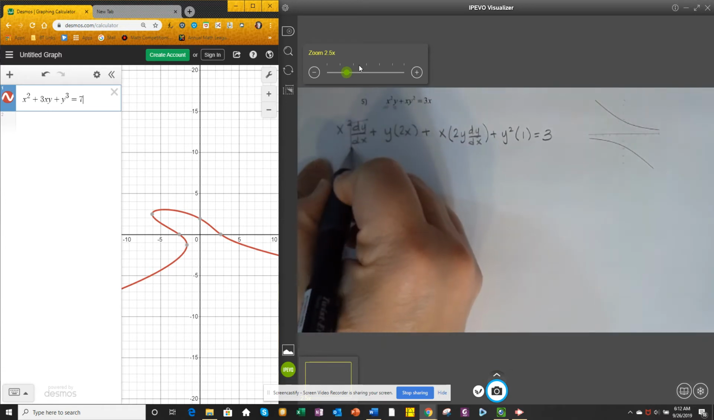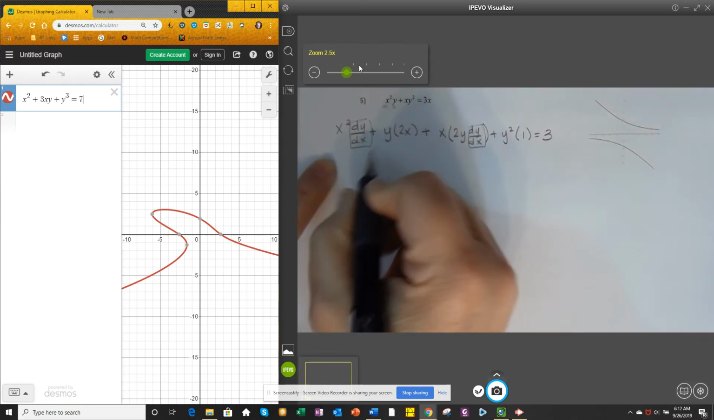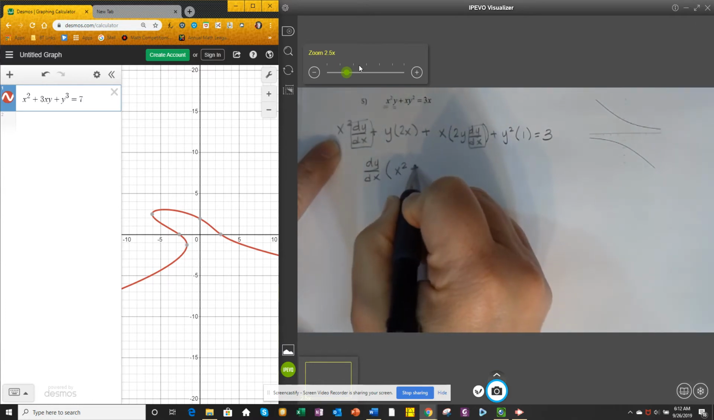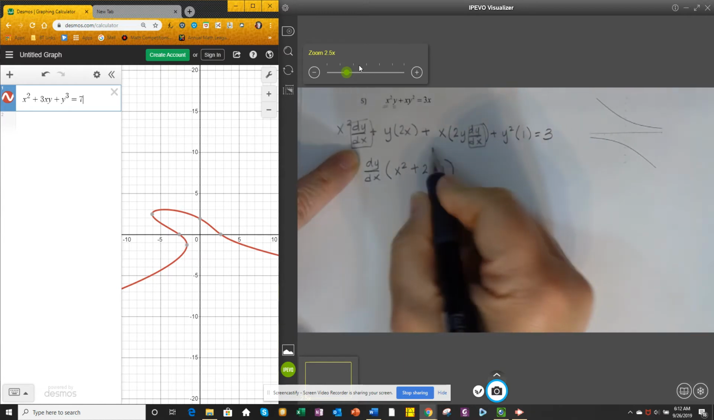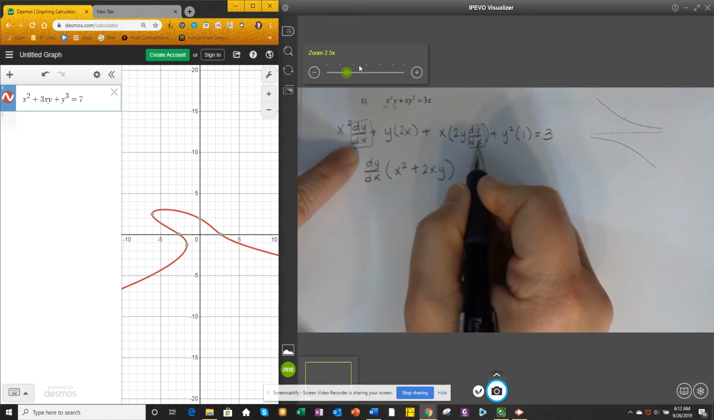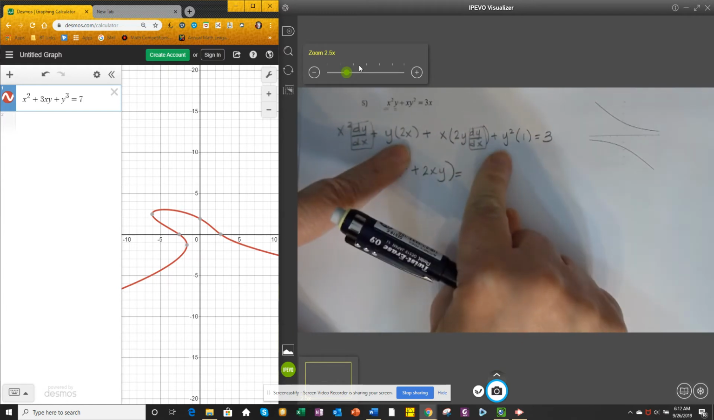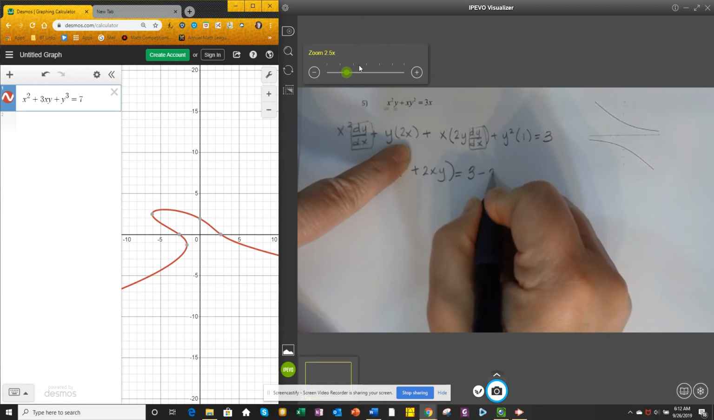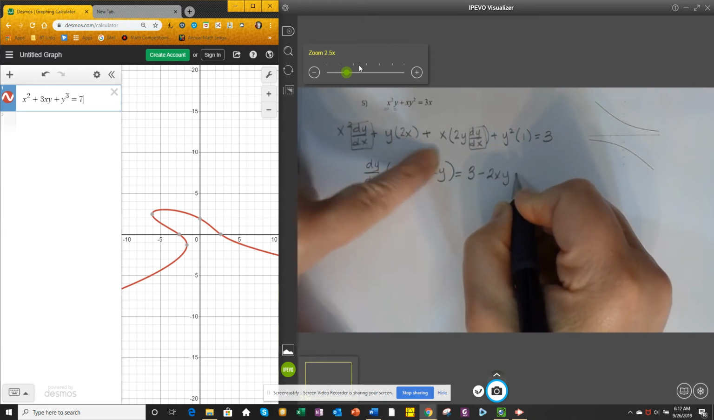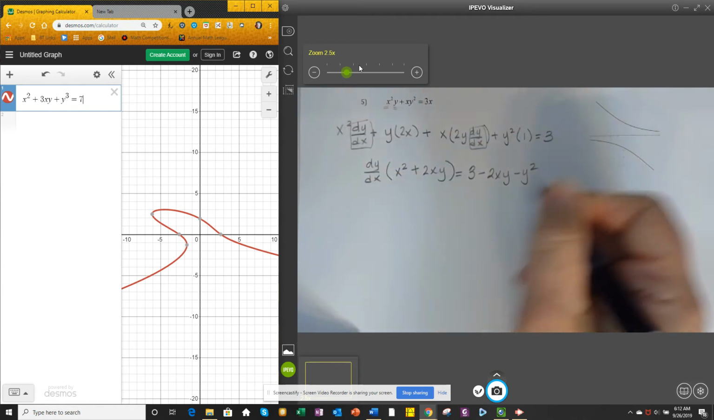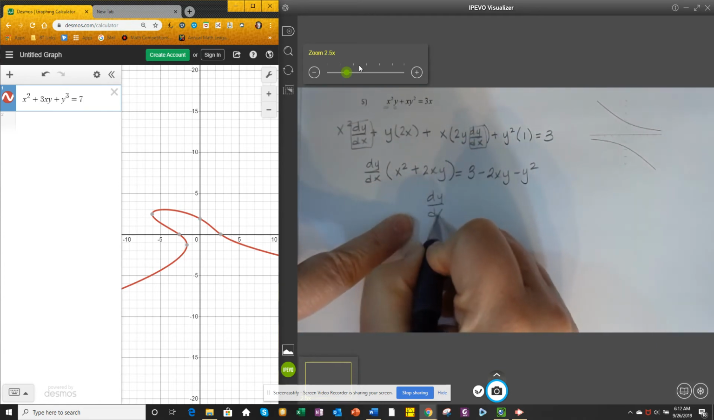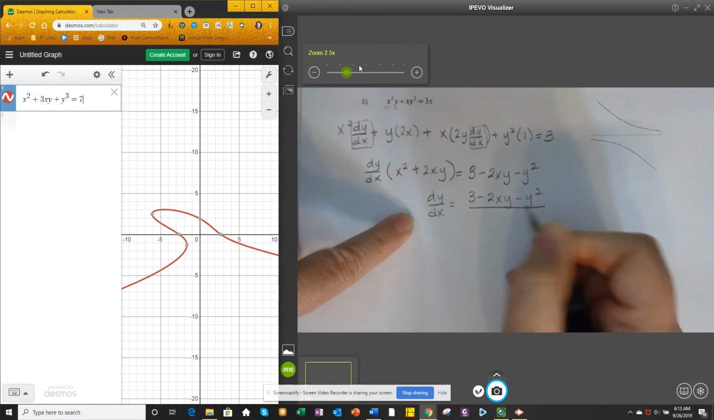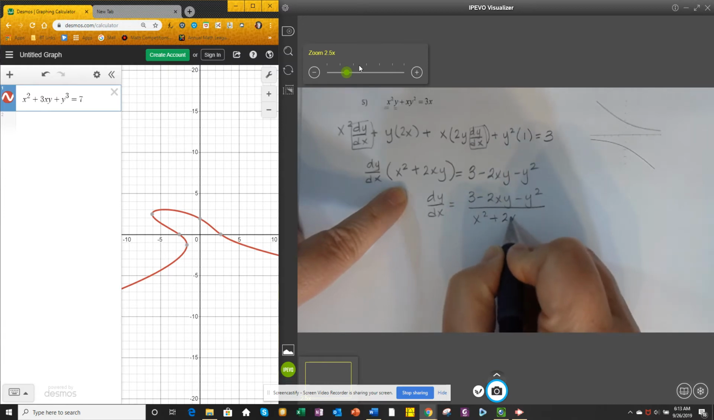All right, and so I'm going to solve for dy/dx by collecting those terms. So I'm going to factor out a dy/dx in one step here, and we get x squared plus 2xy, because those are the two terms multiplied by dy/dx. And then I'm going to move these two terms over to the right side of the equation because they don't have a dy/dx in them. So this will be 3 minus 2xy minus y squared. And then solving for dy/dx, I just divide by the x squared plus 2xy.